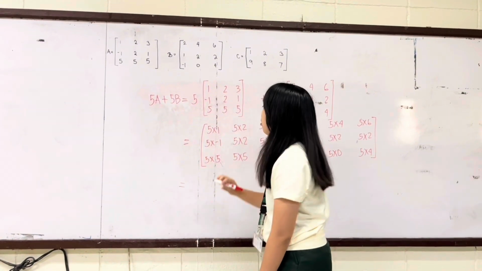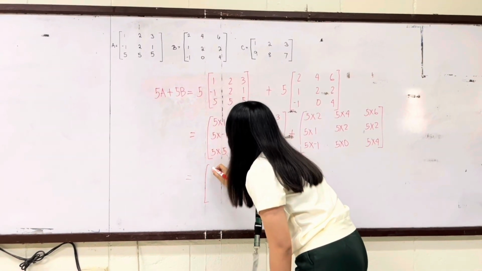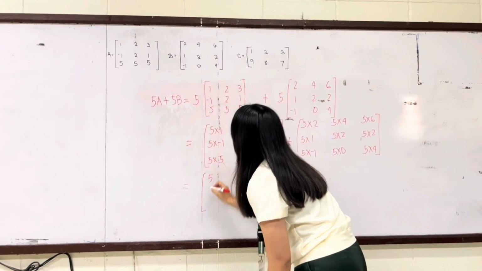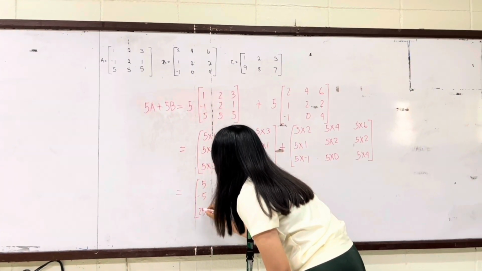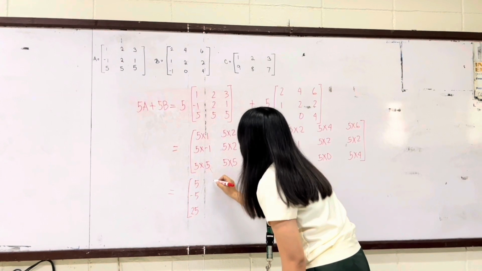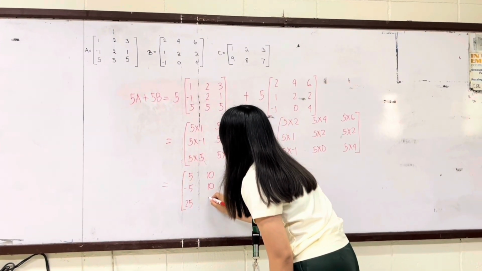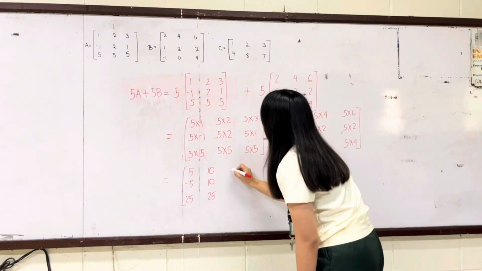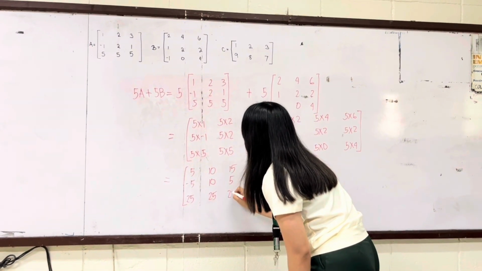Okay, so we simply solve for that. 5 times 1 is 5. 5 times negative 1 is negative 5. 5 times 5, 25. Then 5 times 2 is 10. 5 times 2 again is 10. 5 times 5 will be 25. 5 times 3, 15. 5 times 1, 5. 5 times 5, 25.